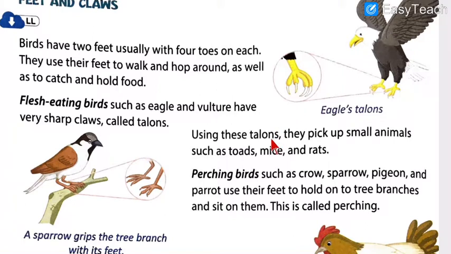They will catch the animal from the ground, and they will fly very high. As you know, vultures and eagles are very famous for flying highest in the sky, and they will leave these animals and kill animals like toads, mice and rats. Toads are the young ones of frogs.